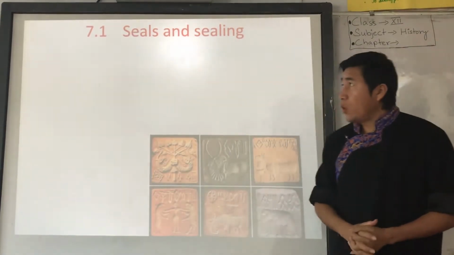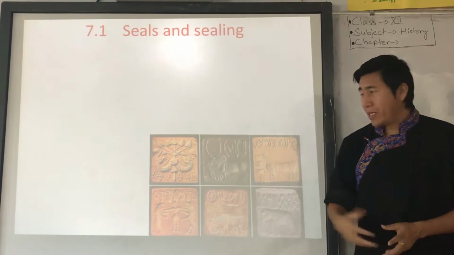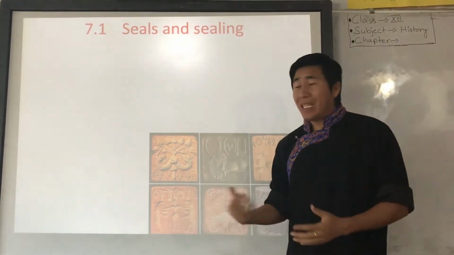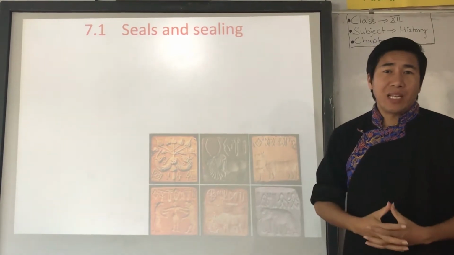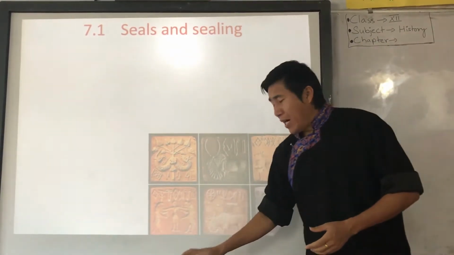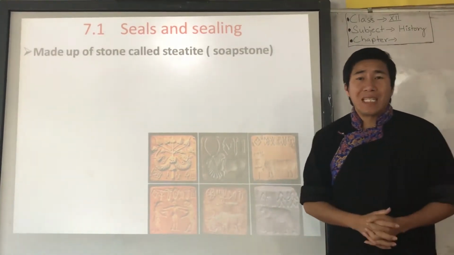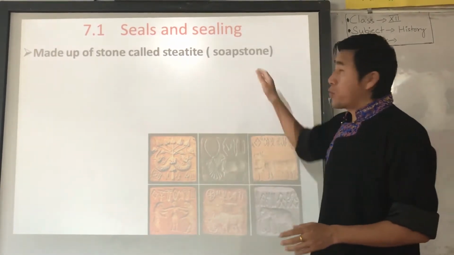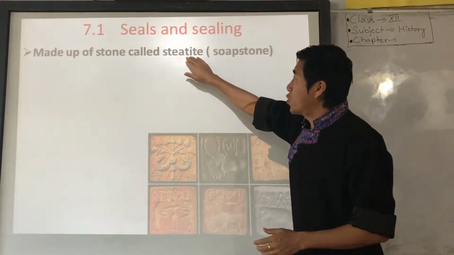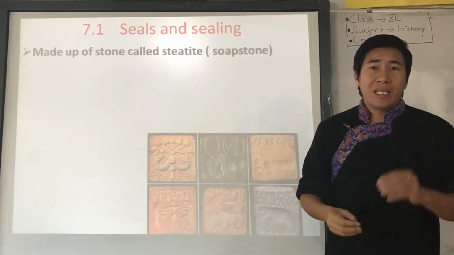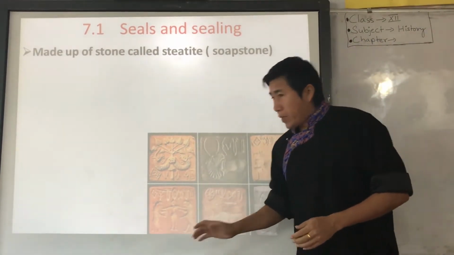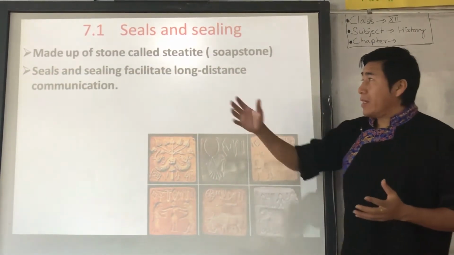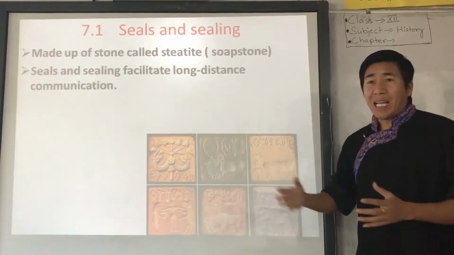First, we have seals and sealing. See, as we discussed before, seal is one of the most important sources to reconstruct the Indus Valley civilization. Now, seals are made up of a stone called steatite, and we also call it soapstone. And this kind of stone is categorized under the sedimentary rock. Right? So, Harappan people, seals, what exactly is the use of the seal?